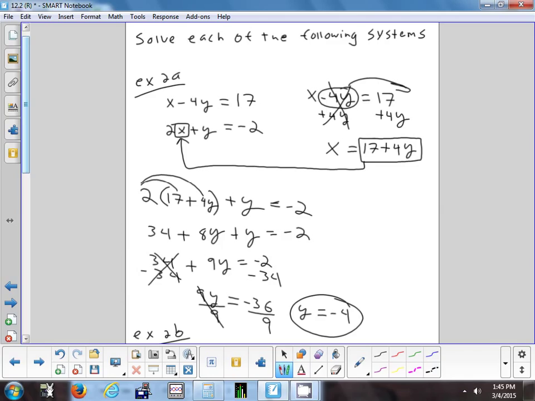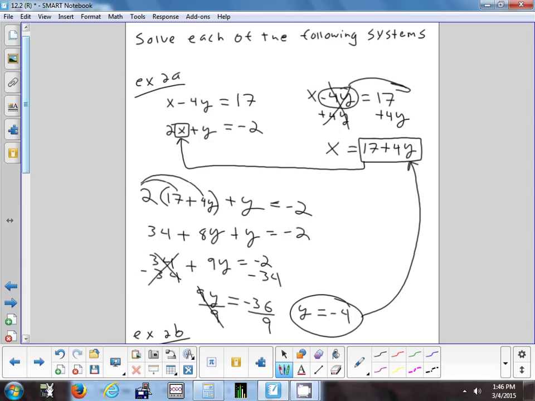Okay. We got y. Are we done? No. What do we still need to get? X. So we're going to look back up. Do we have a formula that tells us how to find x? What's the formula for x? X equals what? 17 plus 4y. Right there. You've got a formula right there that tells you exactly how to find x. X is 17 plus 4y.